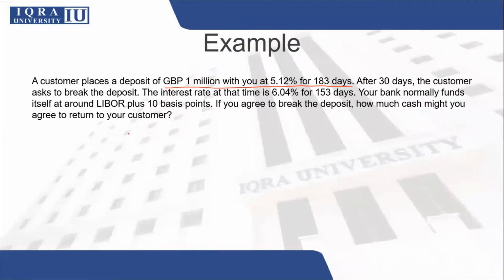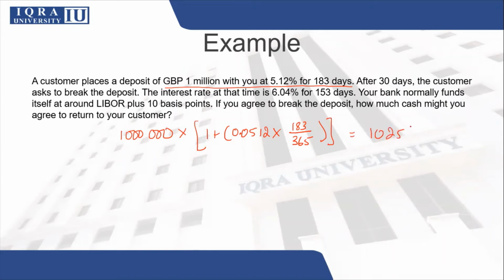So the maturity proceeds will be 1,000,000 multiplied by (1 plus the interest rate, which is 5.12%, times 183 divided by 365). You use 365 because it is British pound. Bracket close, and so the maturity proceeds will be 1,025,670.14. If you do not break the deposit, this is the amount that you will get.